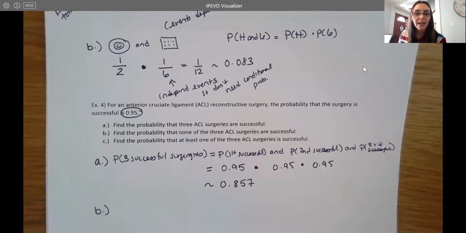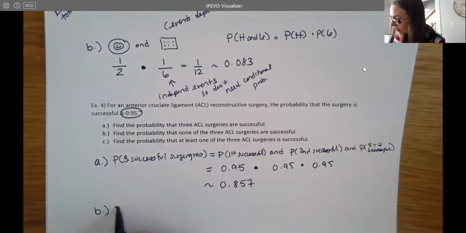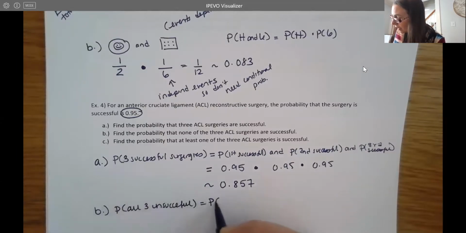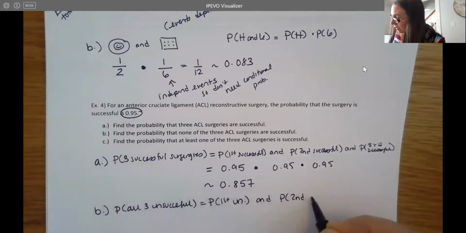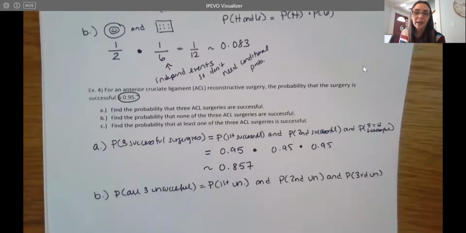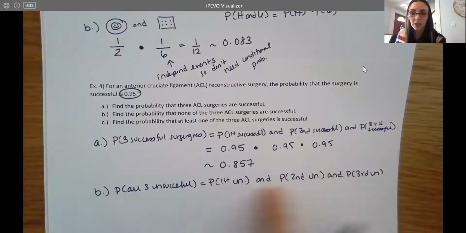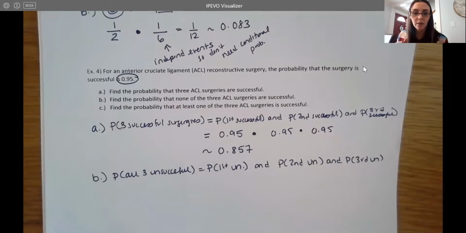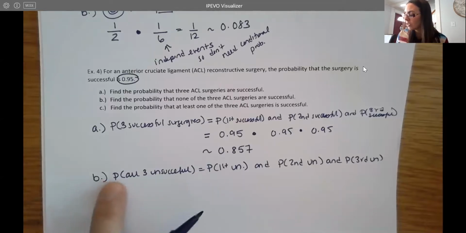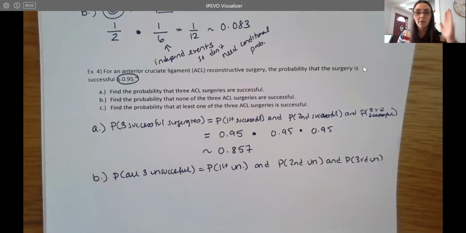Find the probability that none are successful. Okay, so probability that all 3 are unsuccessful. So the probability that the first is unsuccessful and the probability that the second is unsuccessful and the probability that the third is unsuccessful. Now, again, I know I'm using kind of loosey-goosey notation here, right? But for me, words just help. So if I can write it in words and make it make more sense to me, that's what I like to do. So I'm breaking this down. I want the probability that all 3 are unsuccessful. So that means the first and the second and the third have to all be unsuccessful.